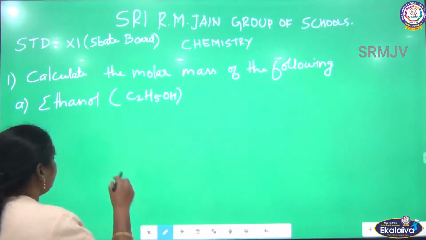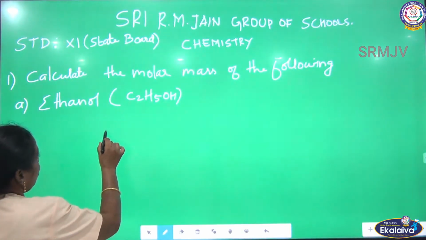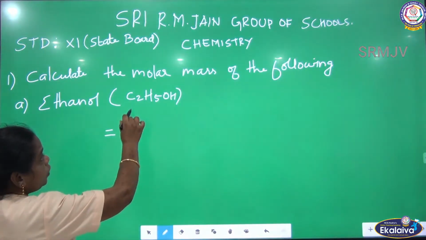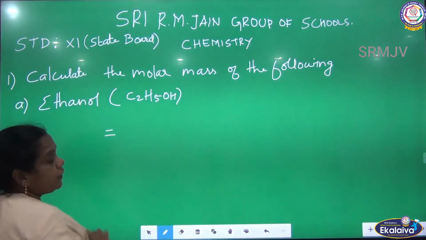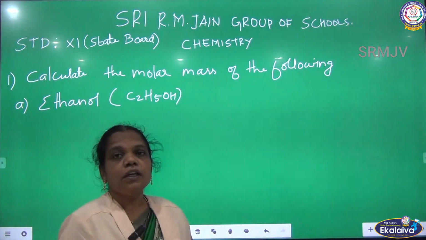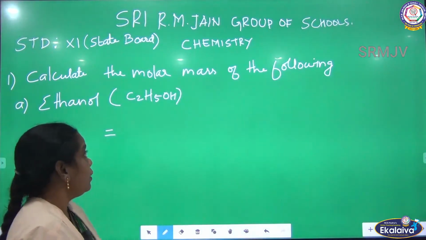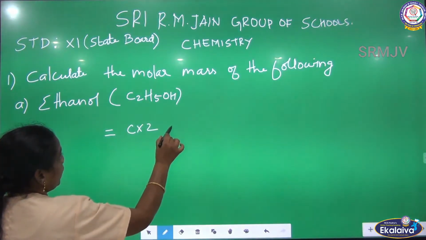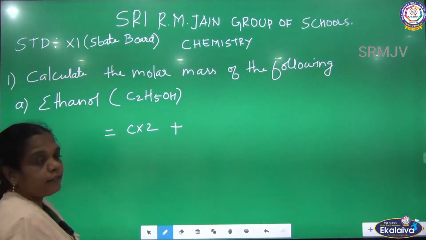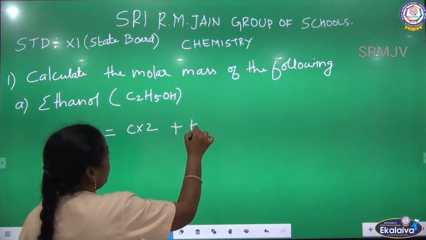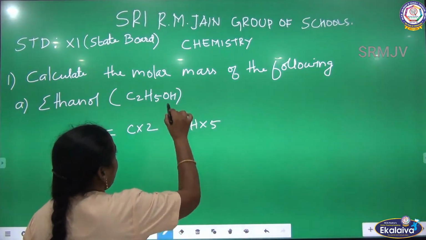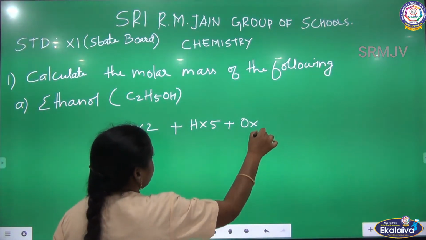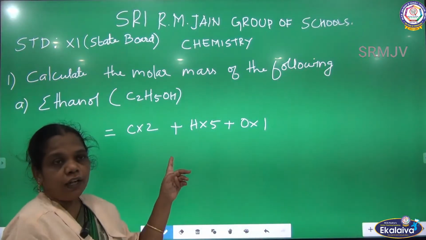Now what are the elements present in this? Carbon, hydrogen, and oxygen. So how many carbons? 2 carbon atoms, 6 hydrogens and 1 oxygen. Now you have to add the sum of that. So carbon into 2 carbon atoms, and next hydrogen. How many hydrogens are there? 5 hydrogens, and then plus oxygen. How many oxygens are there? Only 1.